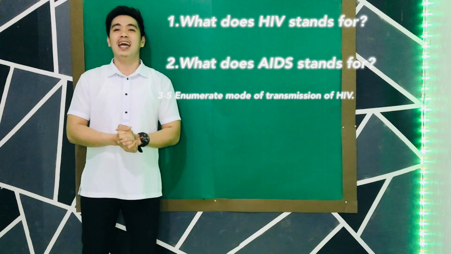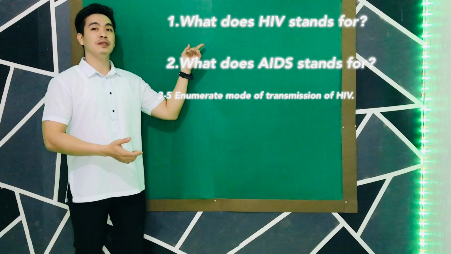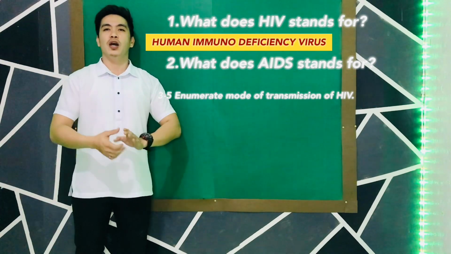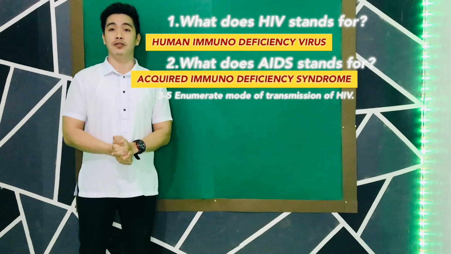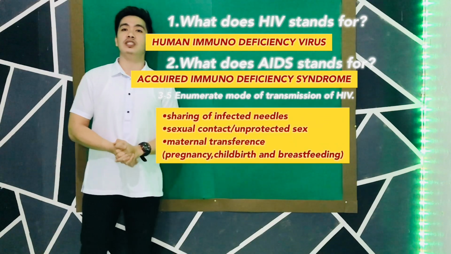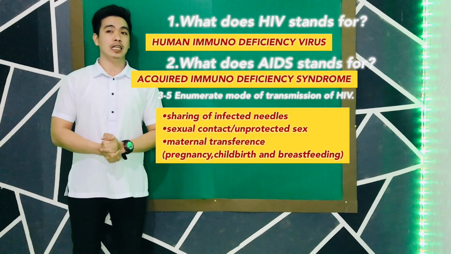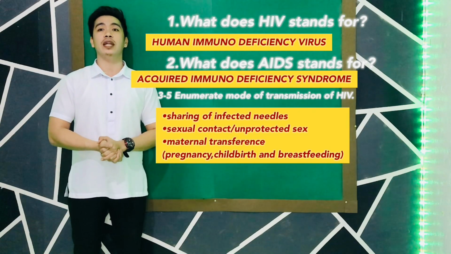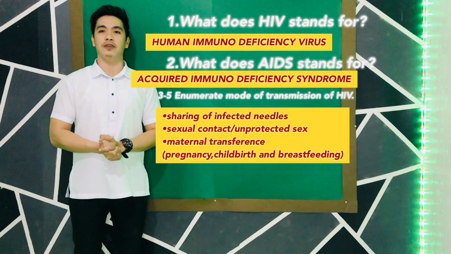Okay, class, let's check your paper. What does HIV stand for? So the answer is human immunodeficiency virus. Okay, for number 2, acquired immunodeficiency syndrome. And for number 3 to 5, we have sharing of used needles while injecting drugs, sexual contact through infected body fluids like blood, semen, etc., and maternal transference from mother to baby during pregnancy, childbirth, and breastfeeding.